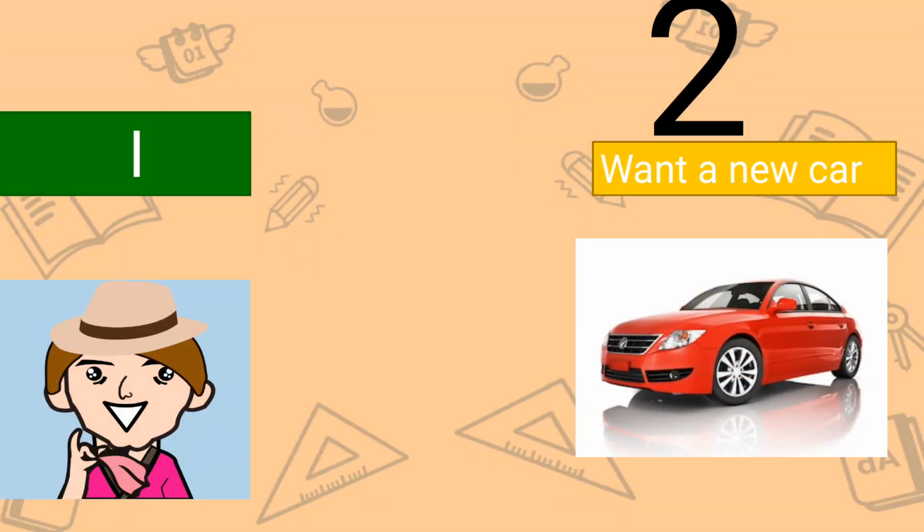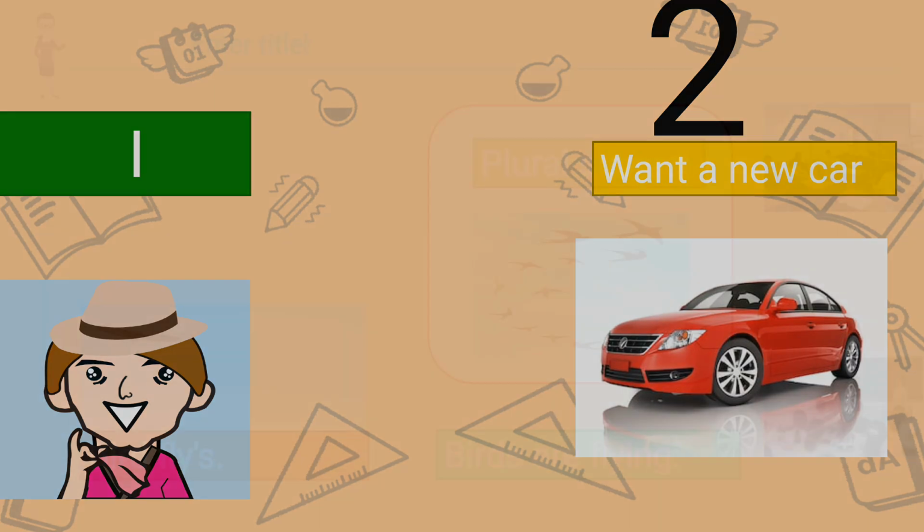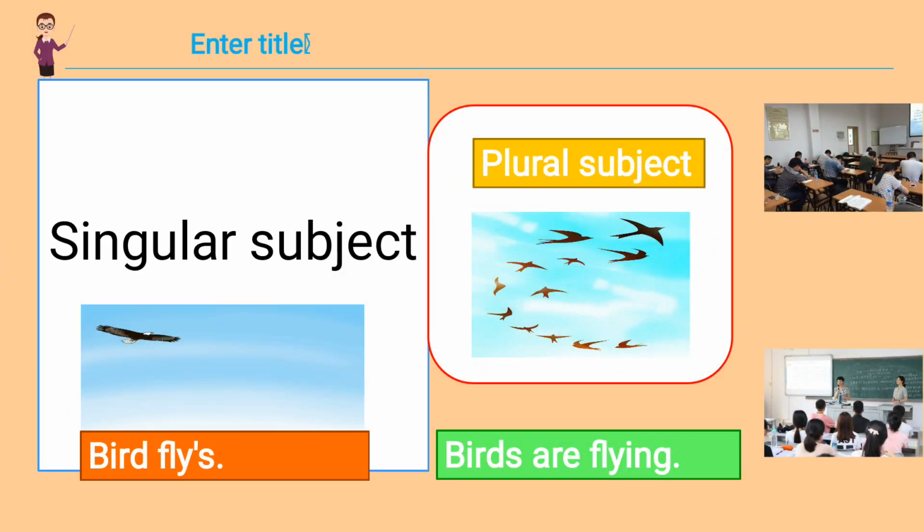I want a new car. I is a pronoun. Want a new car, rest of the part of the sentence. Hence, it's a predicate. A subject is further divided into a singular subject and a plural subject. Birds fly. Here in the first sentence, you can see only an image of one bird is flying, so it's a singular subject. And in the second image, in the second part of the slide, you can see many birds are flying, so it's a plural subject.